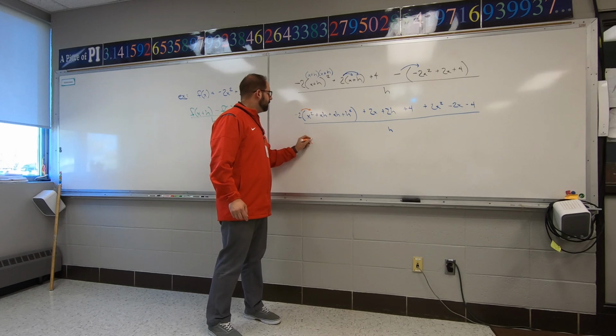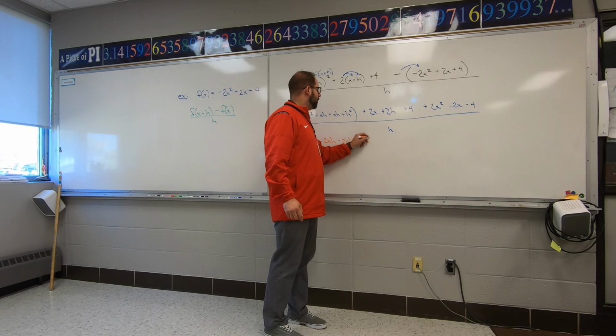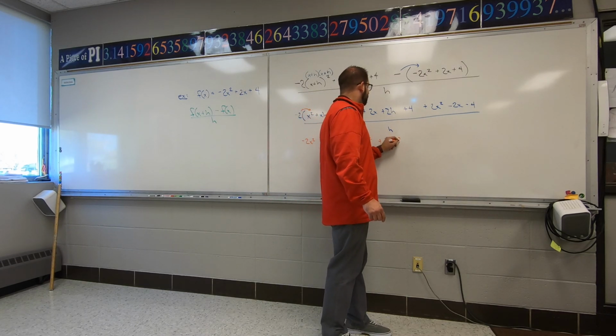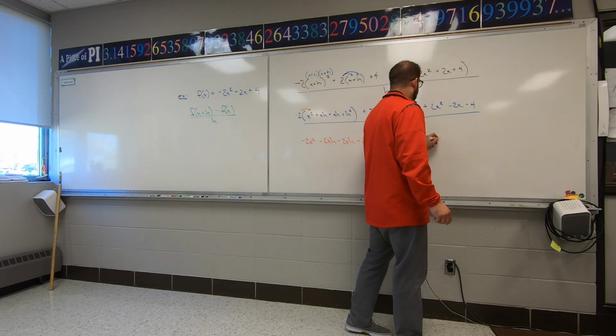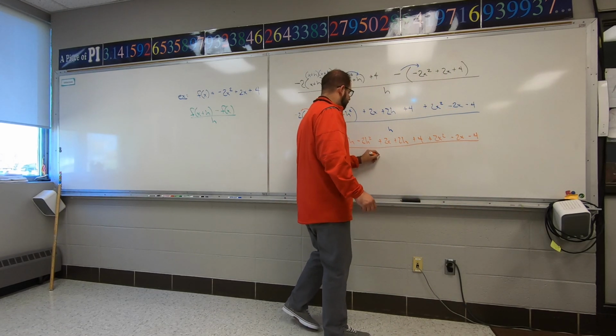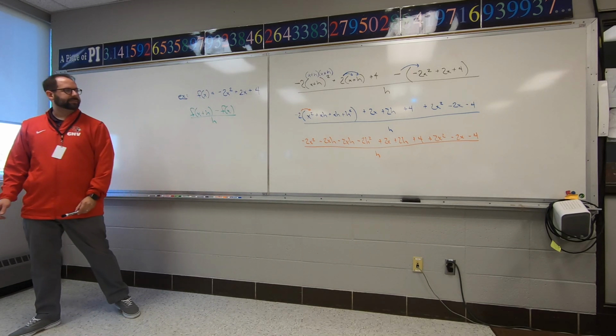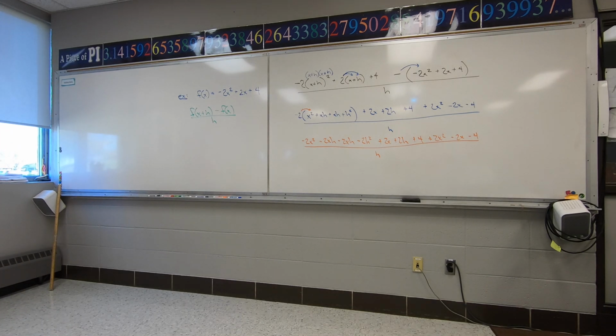So this is negative 2x squared, negative 2xh, negative 2xh, negative 2h squared, plus 2x, plus 2h, plus 4, plus 2x squared, minus 2x, minus 4, all over h. Not bad. All right, now that you've distributed that -2 into everything in that parenthesis, and we got all this stuff in the back, now cancel stuff out.